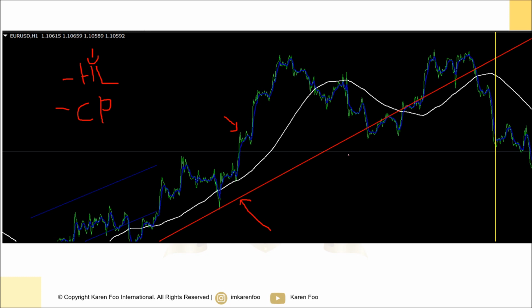But if you have to ask me which one would you use, I would prefer using candlestick chart and then drawing it based on high and low. Of course, some people will say closing price is more accurate, but do what's more comfortable for you, okay?